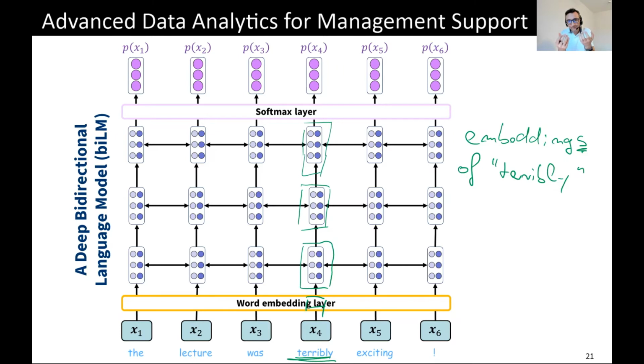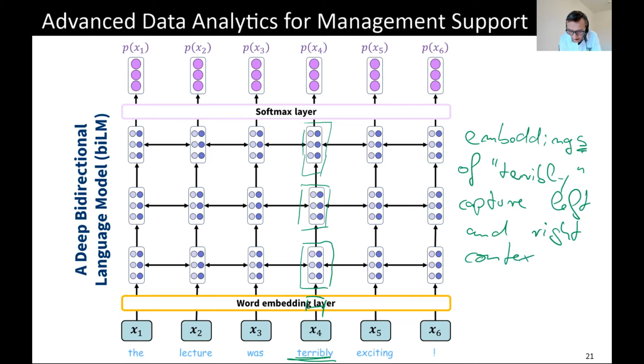They encompass, they capture, they know about the left and also the right context. And by context, I mean what other words appeared in the context window of "terribly". Our embeddings, because they are bidirectional, do know which word occurred before "terribly". They have information about "the lecture was", which is baked in the forward path embeddings.